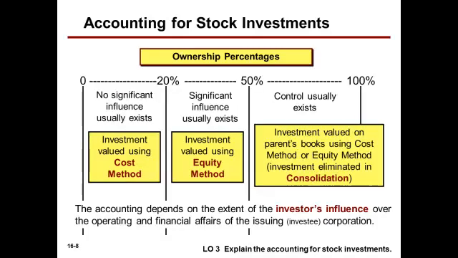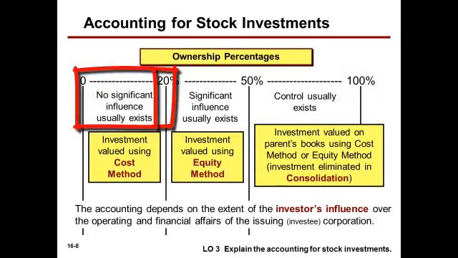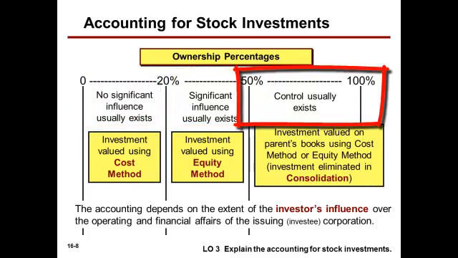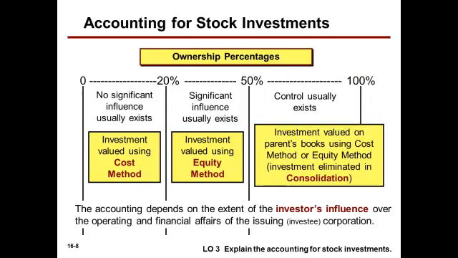An investor's ownership of the stock of another company can range from a really small amount to 100%. 3 ranges are defined for our purposes: 0 to 20%, 20% to 50%, and above 50%. There is a different method of accounting based on these 3 ranges. They represent the investor's degree of influence over the investee corporation.